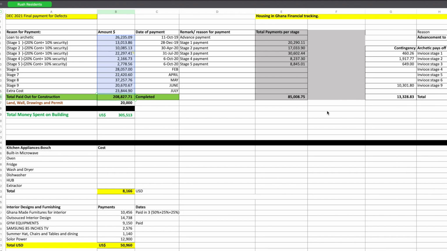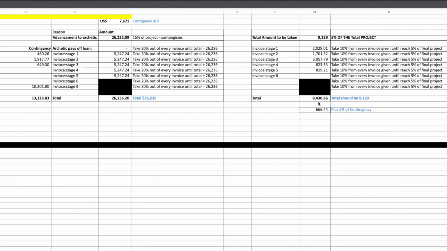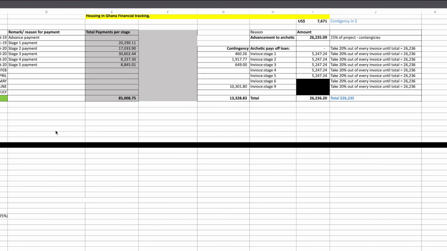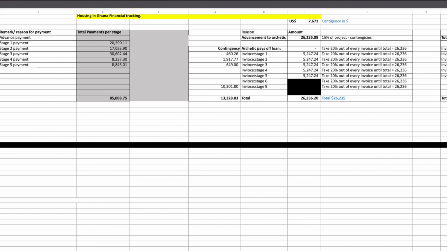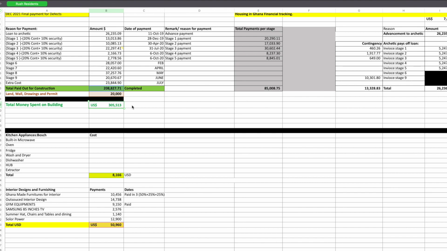But then I did some extra stuff, right? The extra stuff, you have to add the $9,000 here for the architect, and then you have that. But this is the actual amount. This is the amount that I spent, and that includes everything.